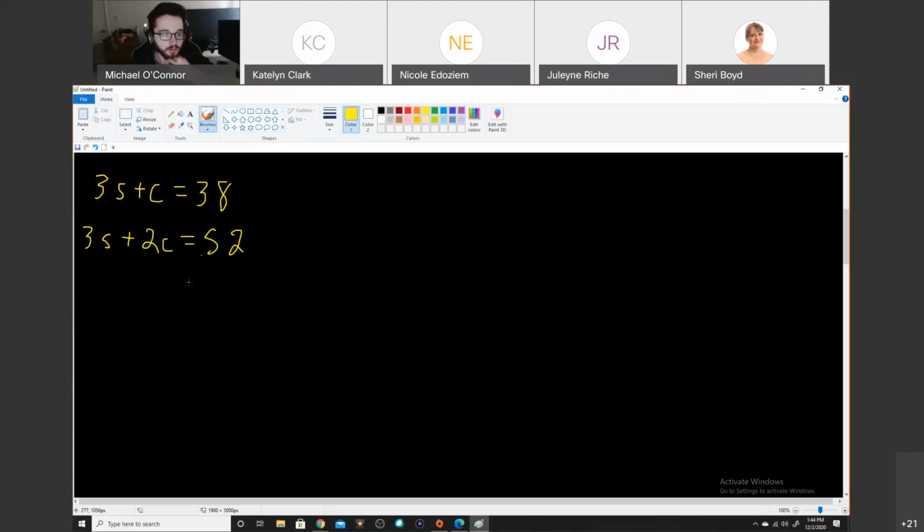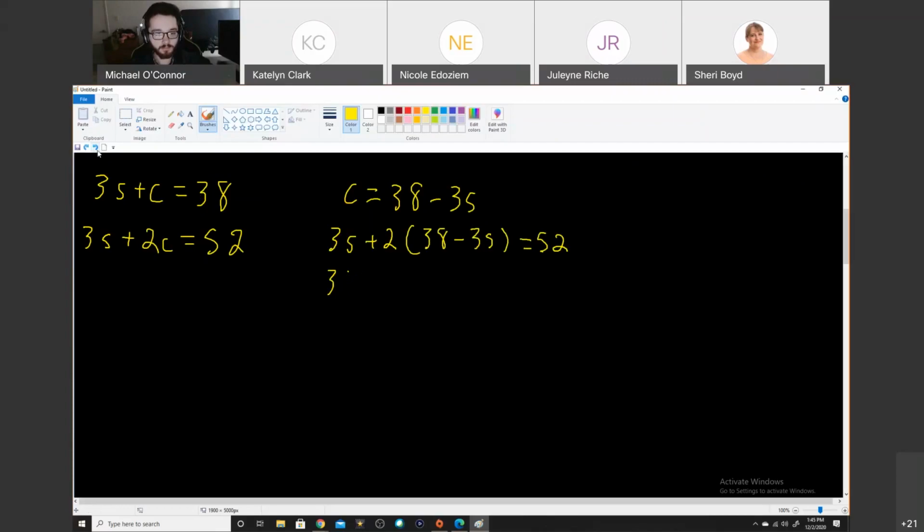I made C the subject in the first equation, so C equals 38 minus 3S. Then I substituted C into the second equation. So 3S plus 2 into bracket 38 minus 3S equals 52. That gives 3S plus 76 minus 6S equals 52. And then negative 3S equals negative 24. So I divided both sides by negative 3 and I had S equal to 8.